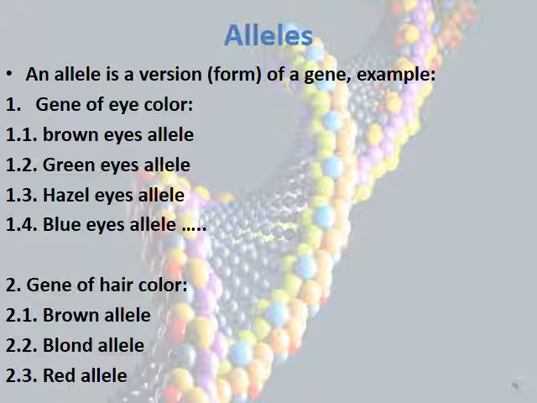Let's move now. What are the alleles? Allele is a version, or it's a form of a gene. For example, gene of the eye color, we have the brown eye allele, we have the hazel eye allele, we have the blue eye allele, we have the black eye allele, we have the green, and so on. Gene of the hair color, we have brown allele, blonde allele, red allele, black allele, and so on. So the allele is a version, or it's a form of the gene.